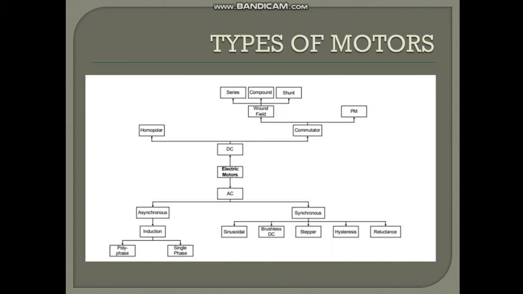These are the types of motors. Electric motors can be divided into two parts, DC motors and AC motors. In DC motors, there is a commutator type and homopolar. In commutator type, there is a permanent magnet type and wound field type. In AC motors, there is a synchronous motor and asynchronous motor. The BLDC motor, meaning brushless DC motor, is nothing but a part of a synchronous motor.